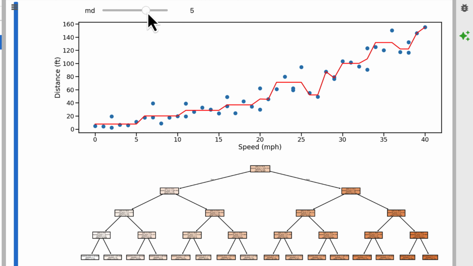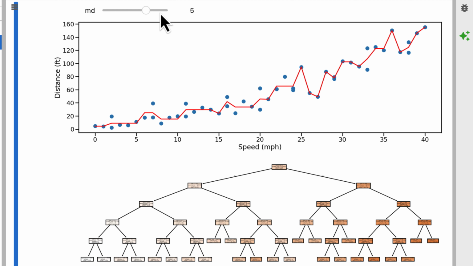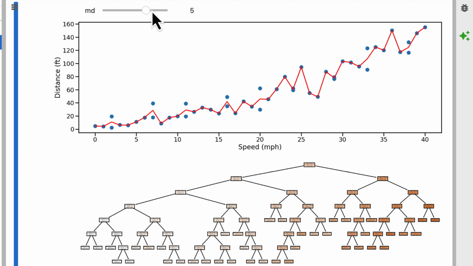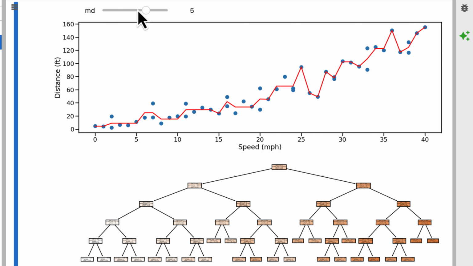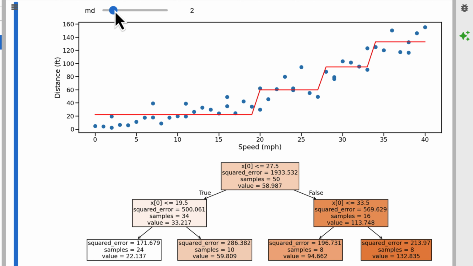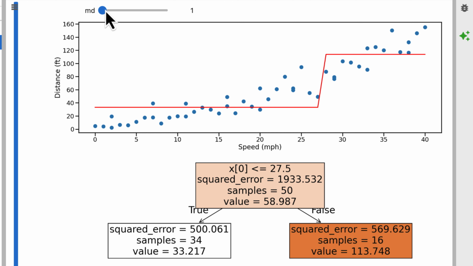Tree depth is especially important because it controls how flexible the model is. A very deep tree captures every wiggle in the data, even when those wiggles are just noise. A shallow tree, on the other hand, produces smoother predictions by averaging over more points. This is the same trade-off we saw in KNN between choosing a small value of k, which overfits, and a large value of k, which oversmooths. If you want to experiment with tree depth interactively, I've included a link to the notebook in the description.